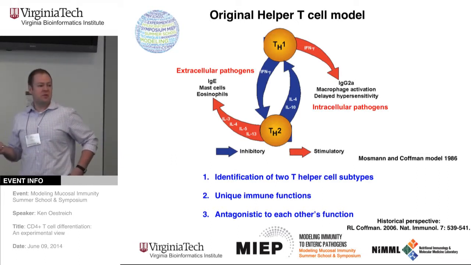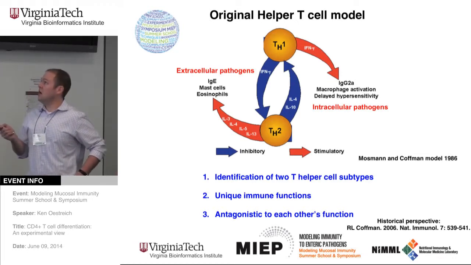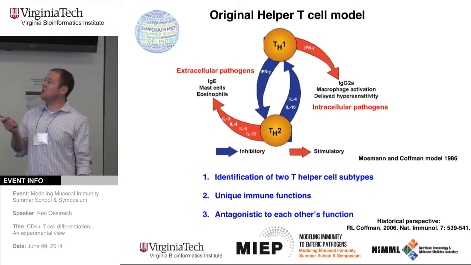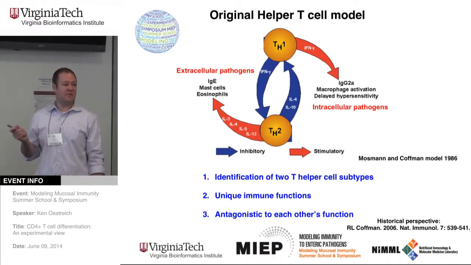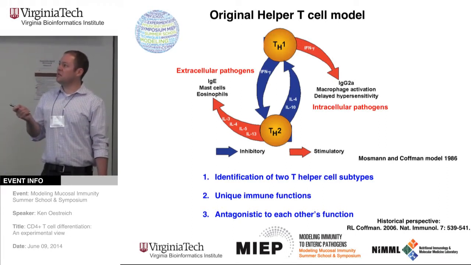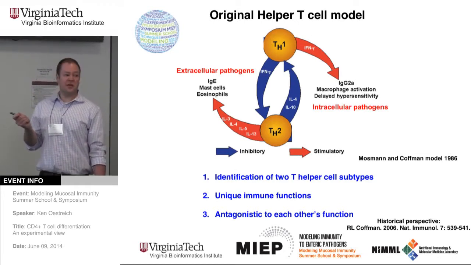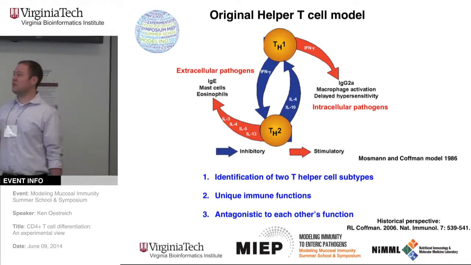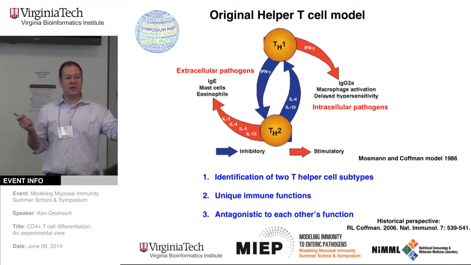So it's actually been about 30 years since Mosmann and Coffman described the first two T helper cell populations. And what they described were two cells, a Th1 cell and a Th2 cell. And what they showed was a Th1 cell secreted a cytokine called interferon gamma, was actually responsible for combating intracellular pathogens like viruses. And also Th2 cell, which secreted a whole host of cytokines, interleukin 3, 4, 5, and 13. And these cells actually combated extracellular pathogens like helminthic parasites. And interestingly, these cells also seem to antagonize each other's both development and function.